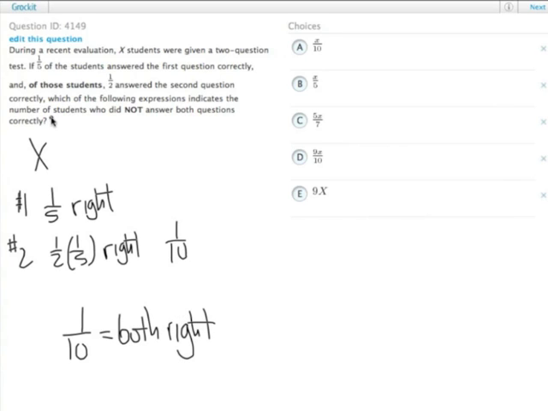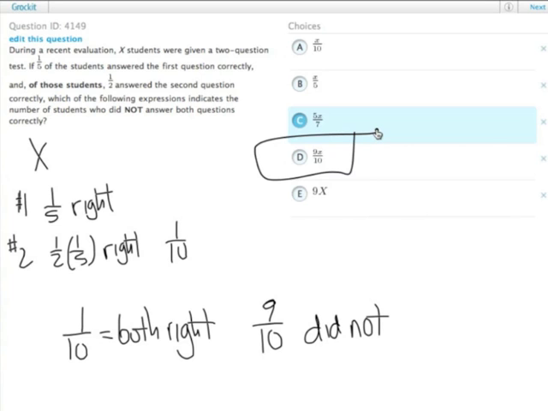The question is asking, though, what's the number of students who didn't get both right? If 1 out of 10 got both right, 9 out of 10 did not. And since x was the original number of students, it's 9 tenths x. Answer choice D.